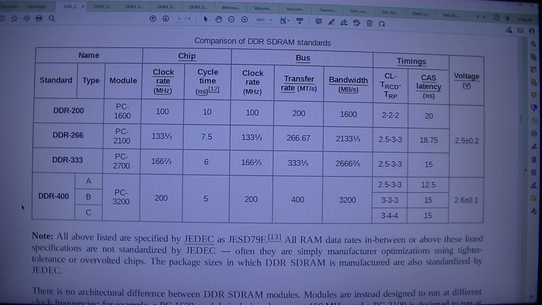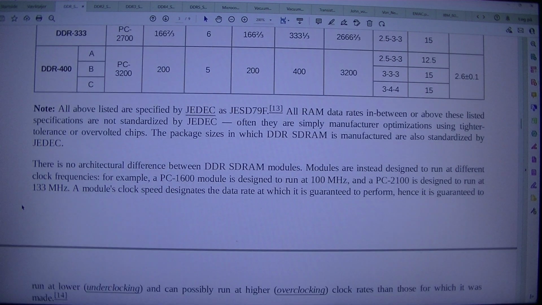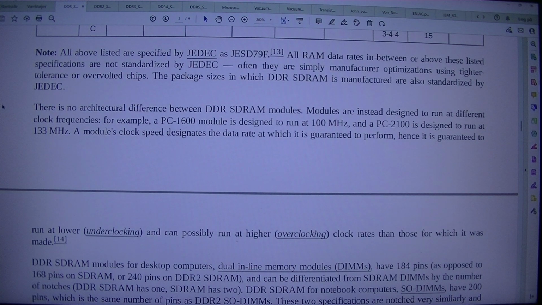Note: all of the above listed are specified by JEDEC as JESD79F. All RAM data rates in between or above these listed specifications are not standardized by JEDEC. Often they are simply manufacturer optimizations using tighter tolerance or overvolted chips.